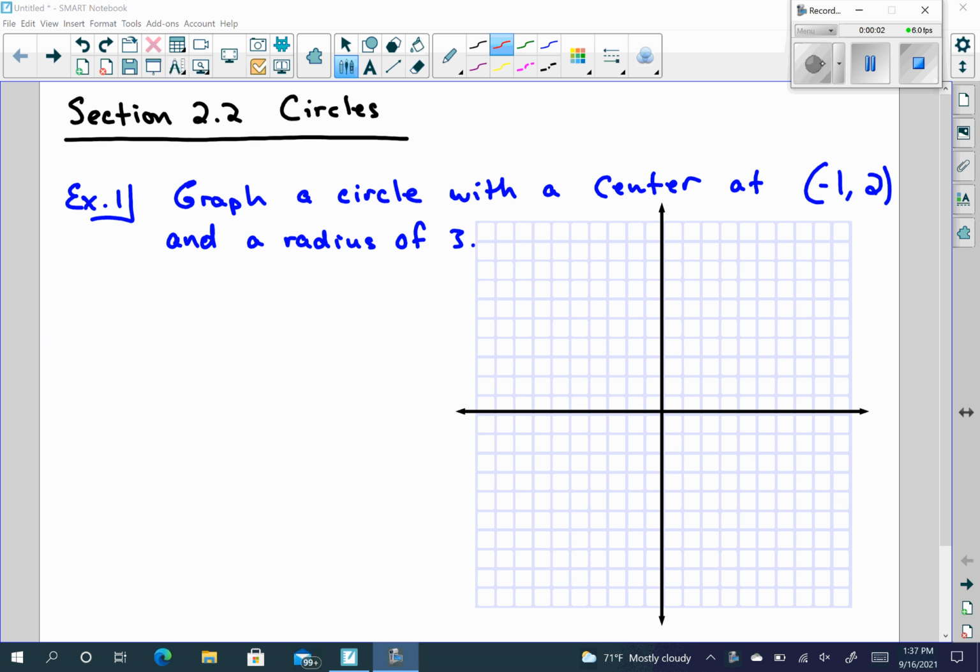This is the continuation of the notes from section 2.2 that I started yesterday in class. So let's practice how to graph a circle given a center and a radius. You're going to have to do this on Alex as well.